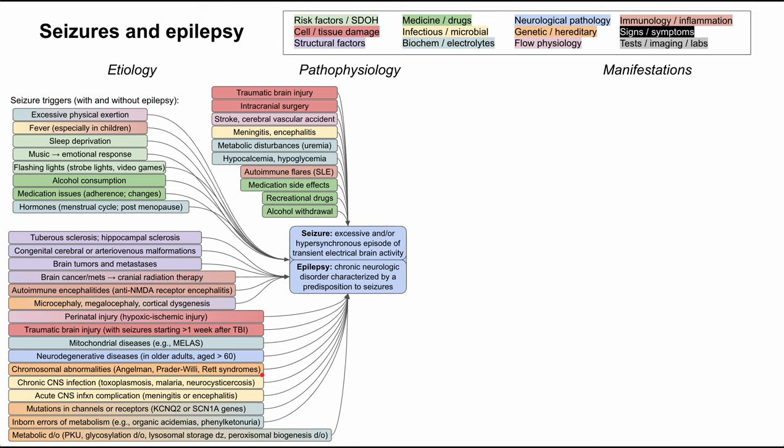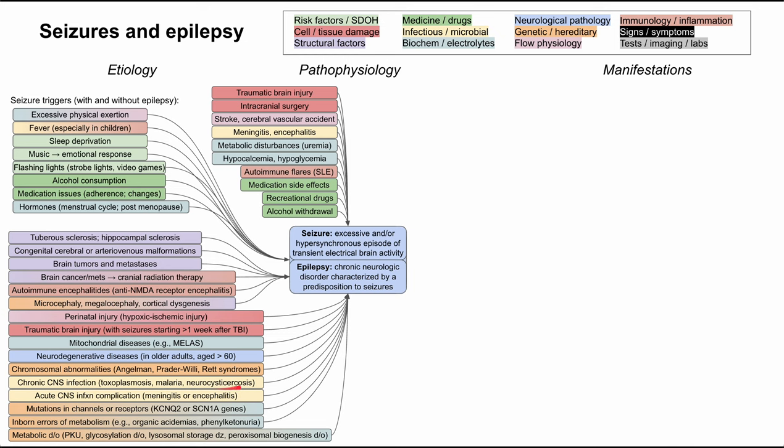Again, the infectious causes, these can be acute infections like we saw before, meningitis or encephalitis. Again, this threshold of 1 week after the acute infection would apply here as well for it to be considered epilepsy. Otherwise, it'll be seizure as shown in this box up here. Chronic central nervous system infections can also have complications where they lead the patient to have epilepsy. This could be scarring or otherwise damage to the brain tissue following toxoplasmosis, malaria, and neurocysticercosis.